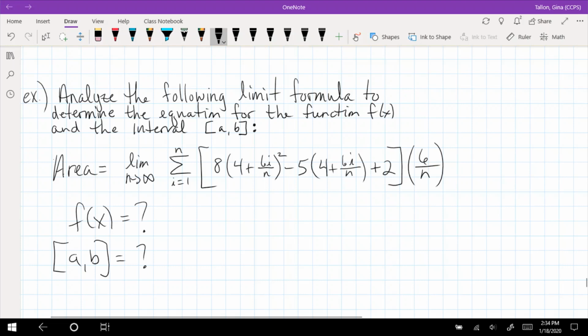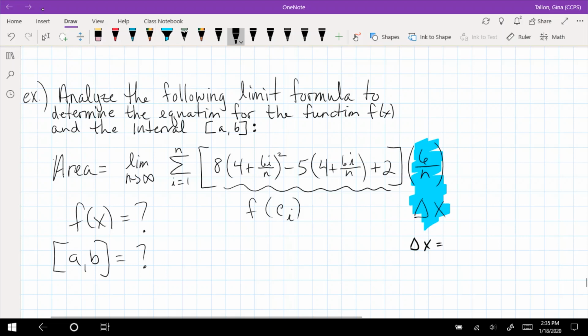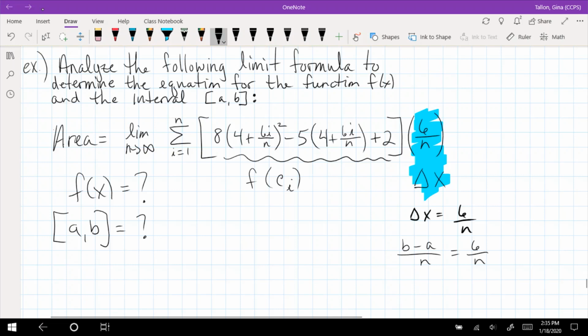All right, well, let's do this. First off, I know that what goes inside my brackets in here, this whole thing, is the f of c sub i, and I know that this thing over here on the end is my delta x. So this is probably the easiest thing to play with, the fact that my delta x is 6 over n. So let's do that. My delta x equals 6 over n. Now I have a formula for delta x. The formula for my delta x is b minus a divided by n, and this is equal to 6 divided by n. Which means now that my b minus a has to equal 6. Alrighty.